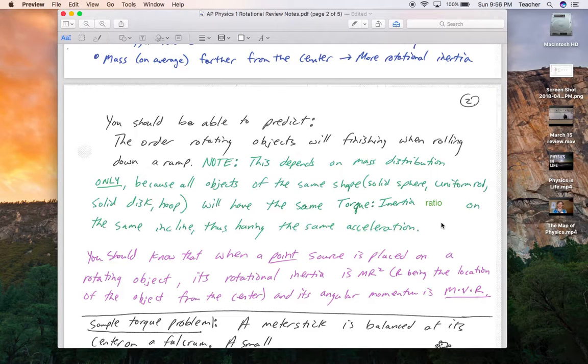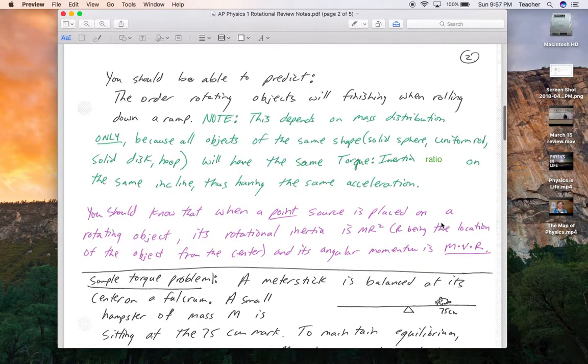Okay. At any rate, so all solid spheres would have the same acceleration on the same incline. You should also know that a point source is placed on a rotating object. Its rotational inertia is mr squared. Talked about that earlier. Its angular momentum is m times v times r, where the radius, in this case, is where it was placed from the center. You could prove that by showing that this multiplied by omega, which gives you angular momentum, and omega becomes v divided by r, essentially becomes mvr.